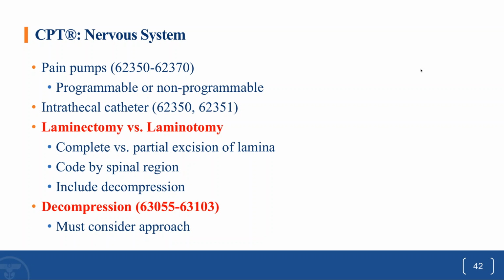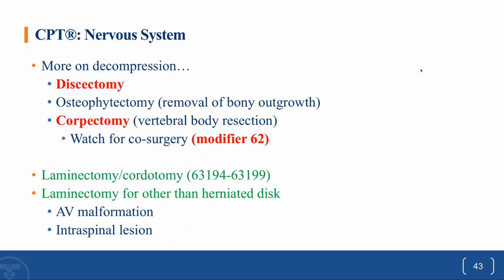And then the third is decompression mentioned in your question? Does it include decompression? And when you are coding for decompression, it gives you the code range there, 63055, which is on page 385. You have to also consider the approach. So make sure you highlight where it says decompression. Discectomies.